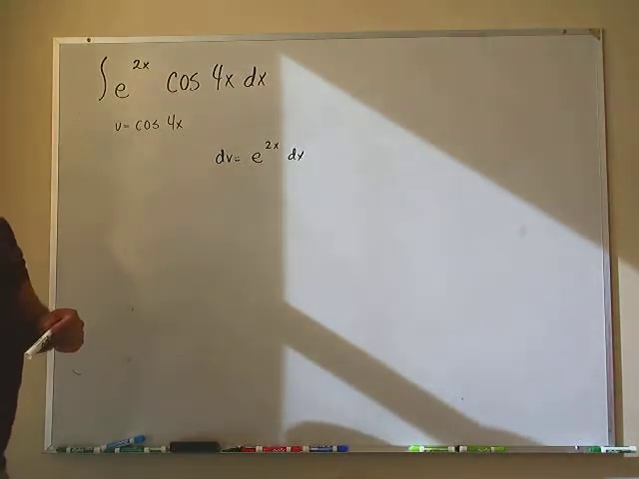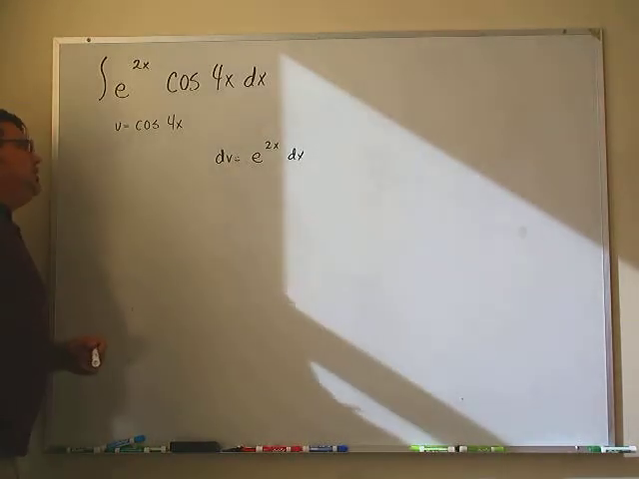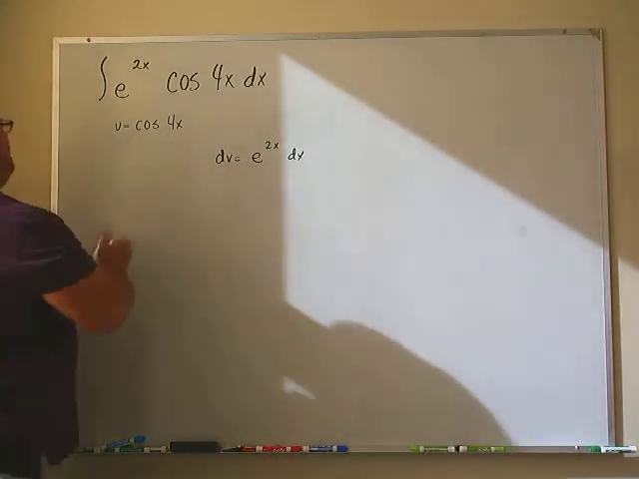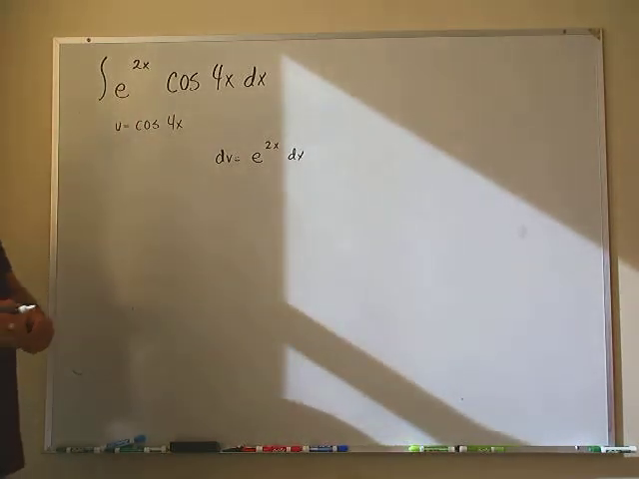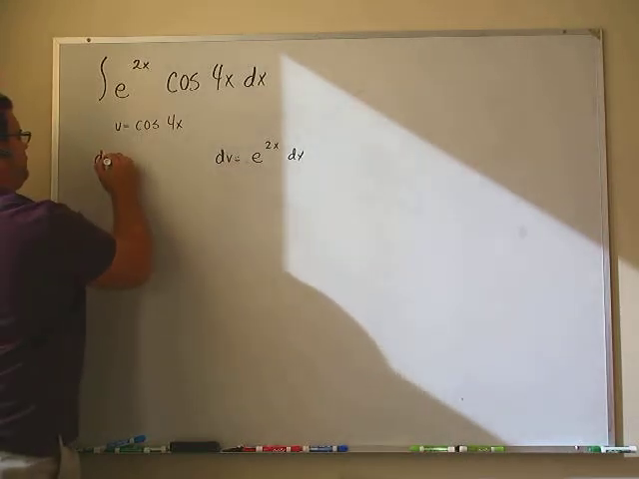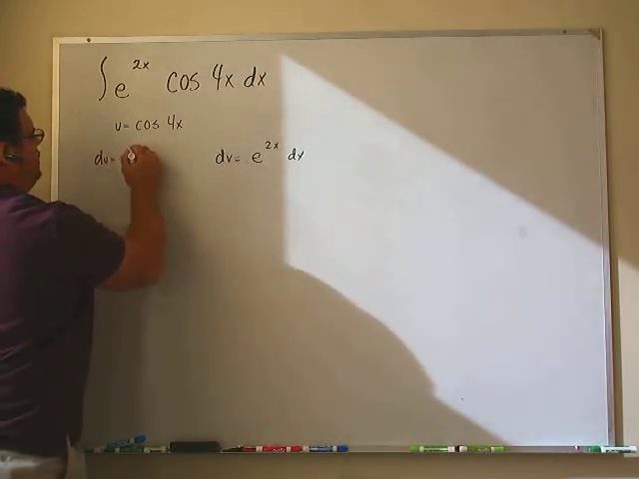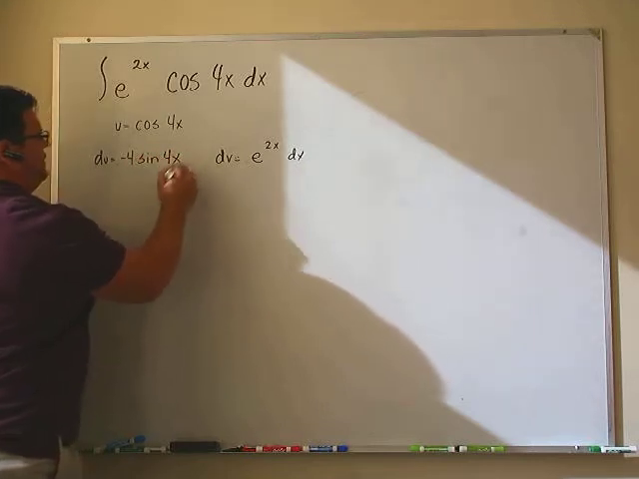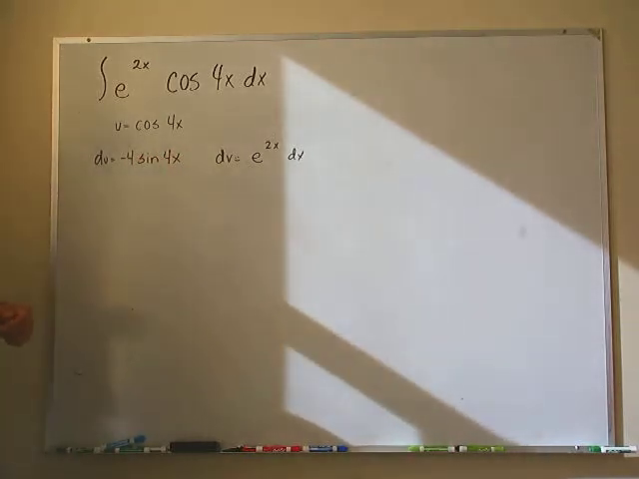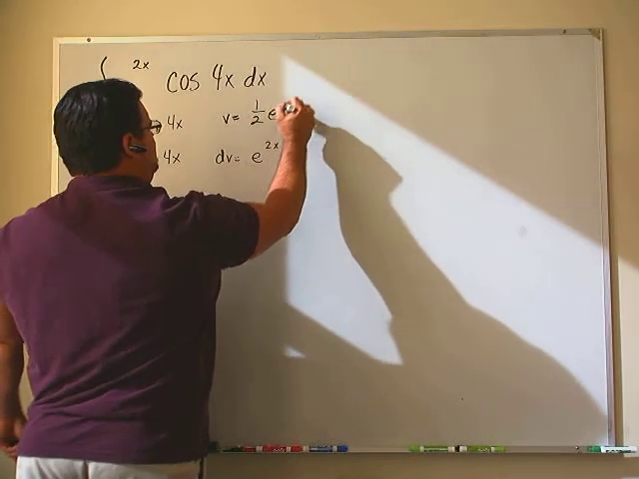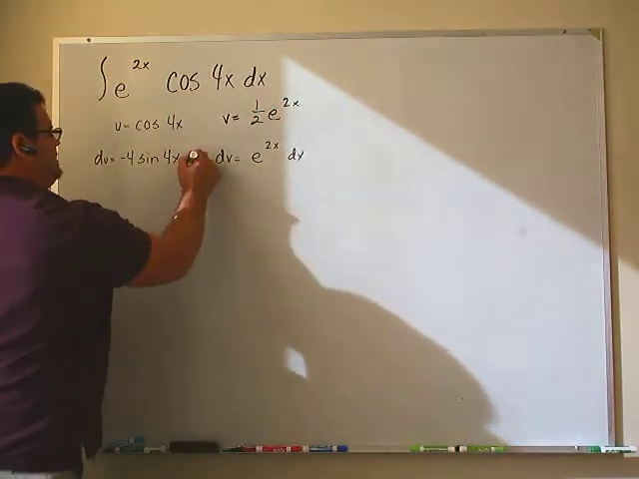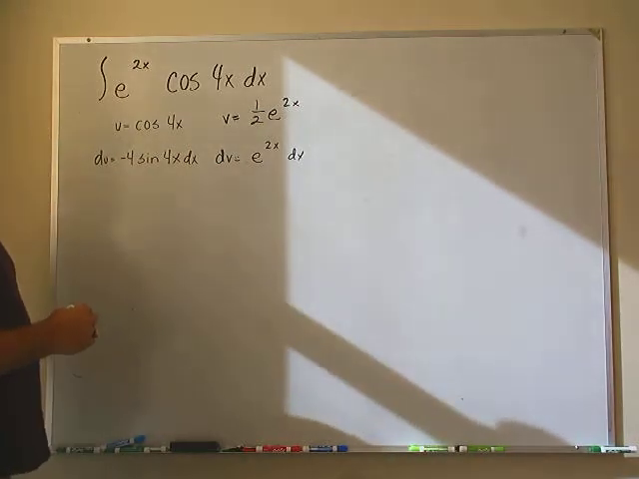Now, of course, we have to take the integral, and we have to take the derivative of these two functions. So we will take the derivative of u, and the derivative of the cosine of 4x is negative 4 sine of 4x. And the antiderivative of e to the 2x is 1/2 e, so v is equal to 1/2 e to the 2x. And this is dx here.